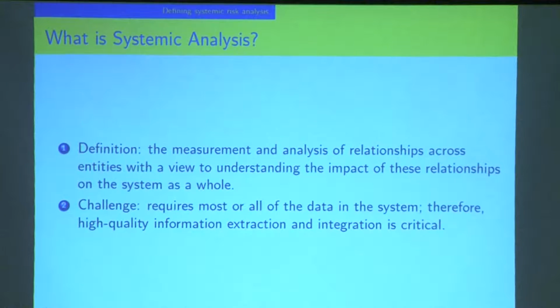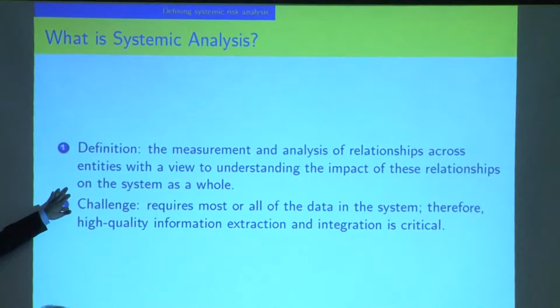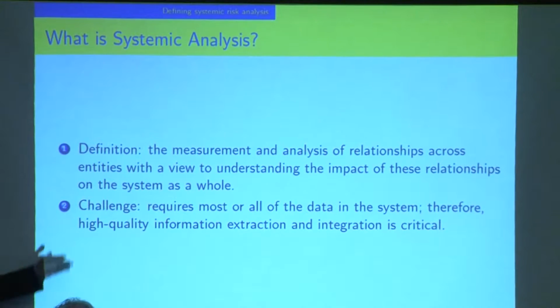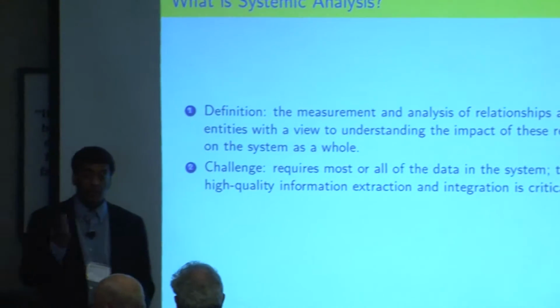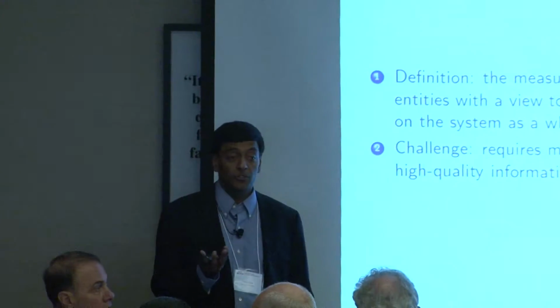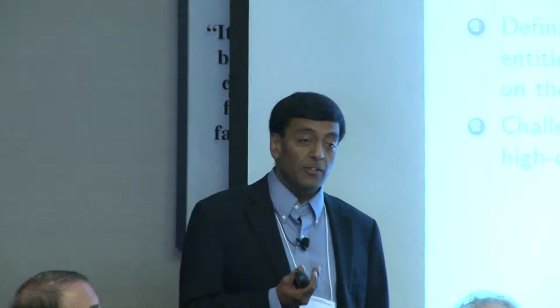Okay? What is systemic analysis? Systemic analysis is a measurement and analysis of relationships across entities, trying to understand the impact of these relationships on the system as a whole. Okay? So that's sort of the idea. And generally, the challenge here is you can't really sample anymore. So if you're trying to come up with a system-wide measure, it's very difficult to find out behavior attributes by just sampling subsamples, because you might miss large-scale system properties. This, in some sense, makes this a big data problem at some level. Okay, you want to get the entire system. You can't sort of drop out pieces of it because you might miss important behavior.